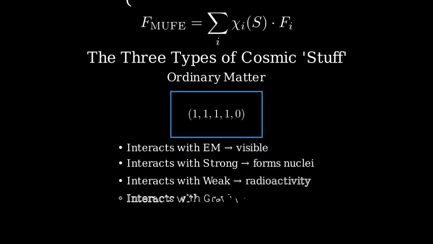This means it interacts with electromagnetism, which is why we can see it. It interacts with the strong and weak nuclear forces, which govern its atomic behavior. And it interacts with gravity, keeping us grounded. However, it doesn't directly interact with the cosmological constant at our scale.